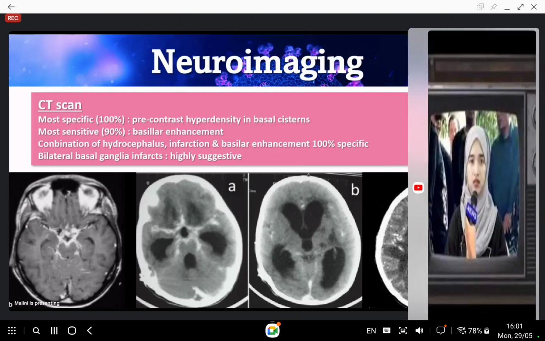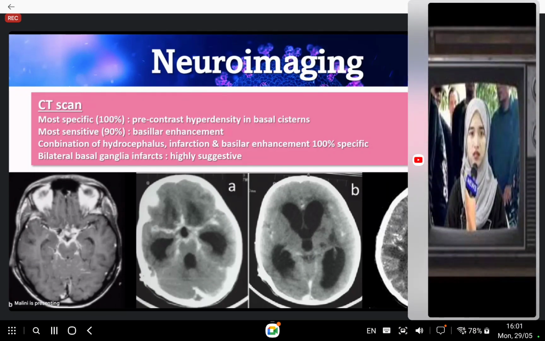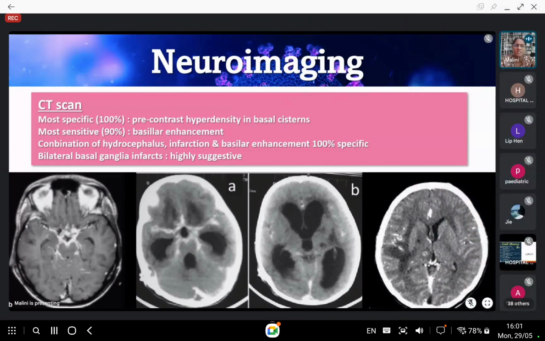On CT scan, if we see pre-contrast hyperdensity in the basal cistern, it is very specific to TB meningitis. Of course, you have to have some clinical suspicion also, but basilar enhancement is very sensitive. So post-contrast enhancement in the basilar region, as I've shown here. It's quite florid. You can't miss it, and I don't think the radiologist can miss it either. A combination of hydrocephalus, infarction, and basilar enhancement is nearly 100% specific.